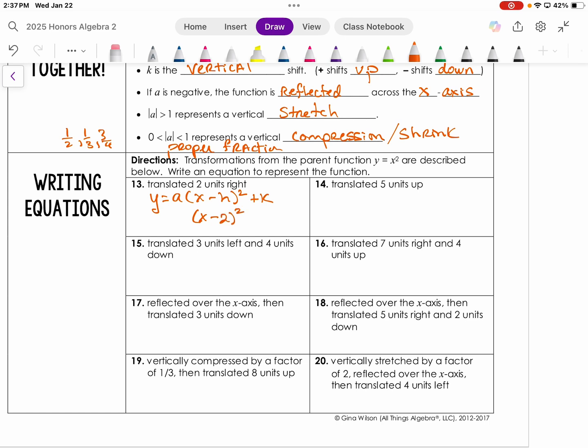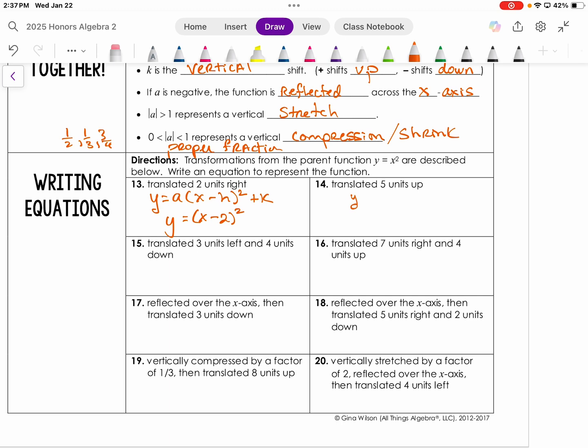And then they didn't tell me it did anything else, so I can just leave the a be 1. The k I don't need on there because they didn't say it moved up or down, so I just put in 0 for the k. a is 1. We can't have a be 0 because if a is 0, then that whole problem goes away.